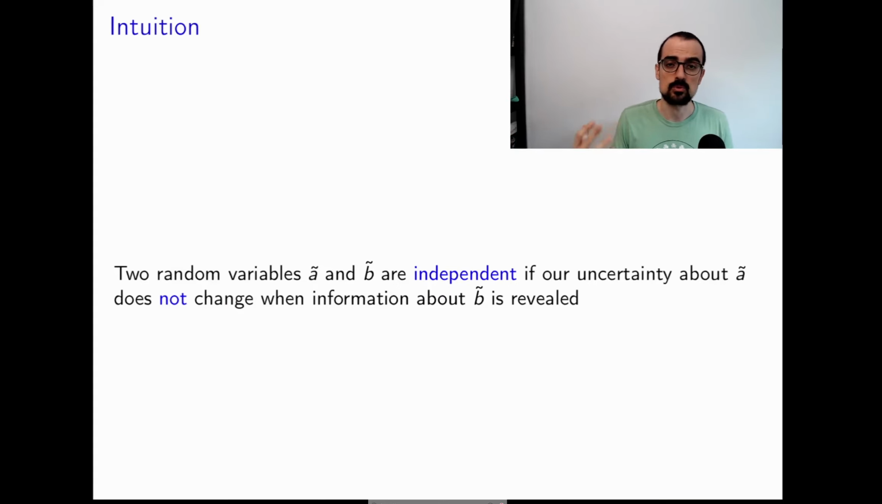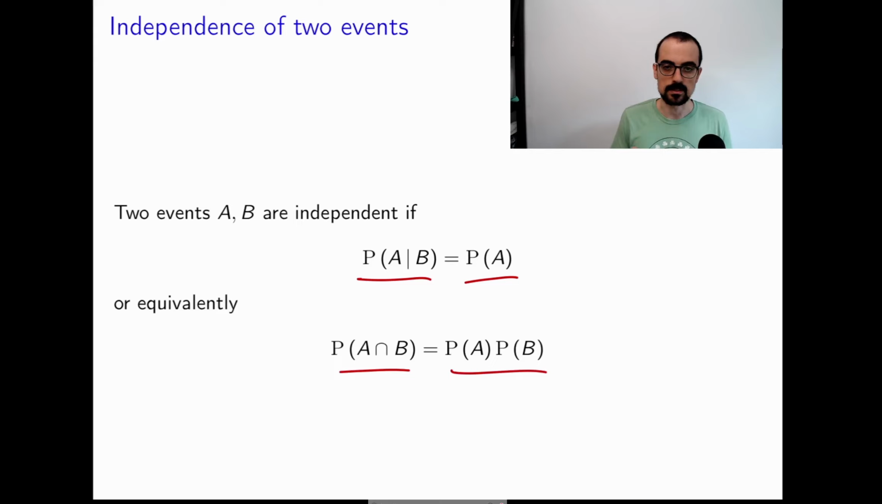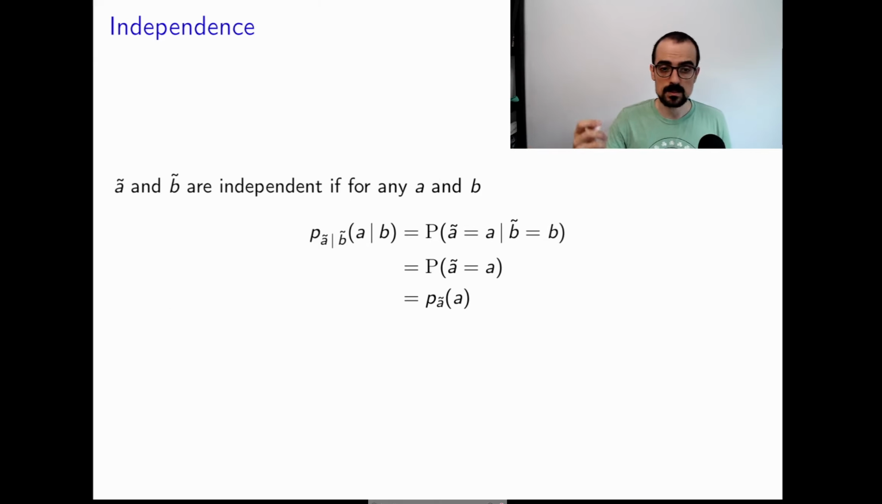We say that two random variables, A and B, are independent if our uncertainty about A does not change when information about B is revealed, or vice versa. This is captured in the same way as with independence between events. In independence between events, we saw that the conditional was equal to the probability of the event, or equivalently, the intersection was equal to the product. In independence between random variables, the conditional PMF is actually just a conditional probability of an event related to one random variable conditioned on another event related to the other random variable. If any such events satisfy independence, then we say that the two random variables are independent. Equivalently, if the conditional PMF is always equal to the marginal PMF, these random variables are independent.